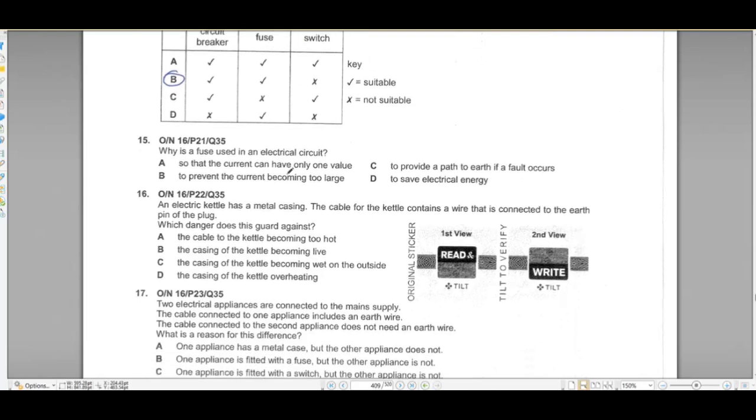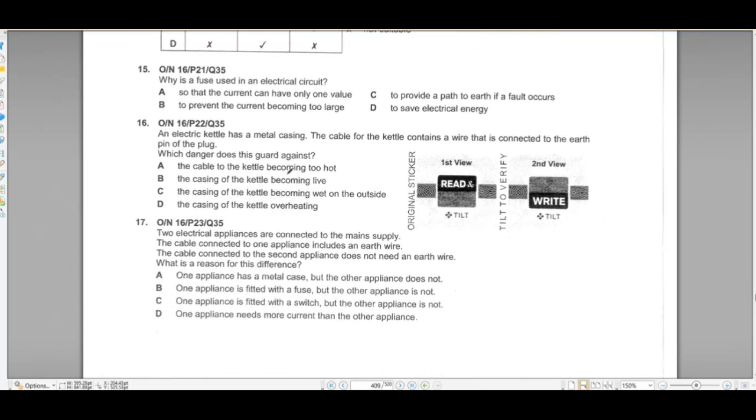Why is a fuse used in an electrical circuit? So that the current can only have one value. No, this is not correct. To prevent current from becoming too large, this seems to be correct. To provide a path to earth if a fault occurs, no. To save electrical energy, no, a fuse doesn't work like this. So B is the correct answer.